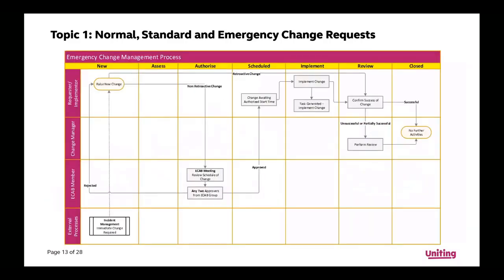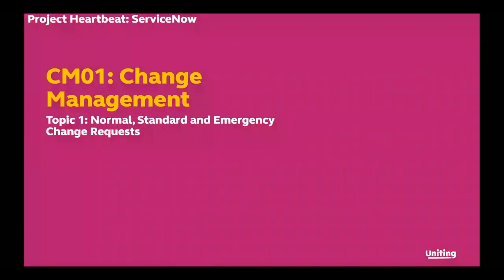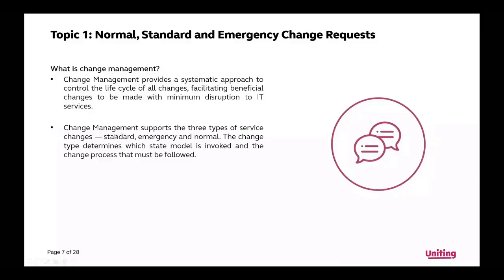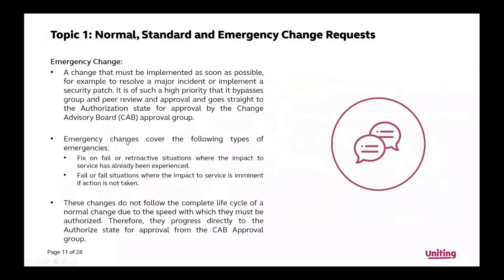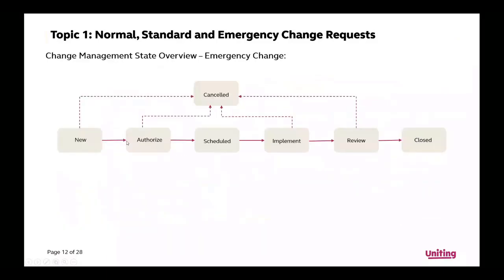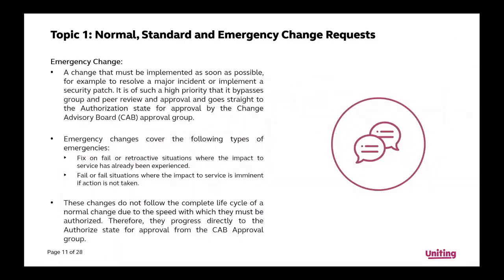So very briefly, we covered normal, emergency, and standard change. What as an end user you have to remember here is, once again, I'll keep on repeating this. With standard, you will have predefined templates which you can choose from. With emergency, the authorization or the approval directly goes to CAB. And with normal, you will have multiple levels of approvals and authorizations.